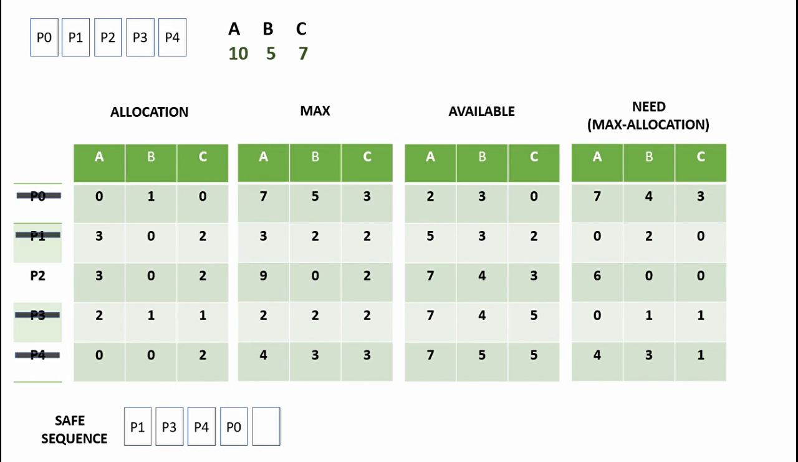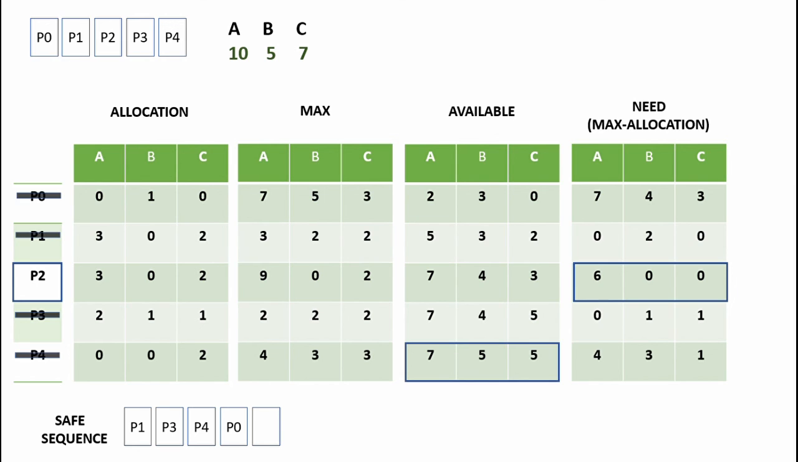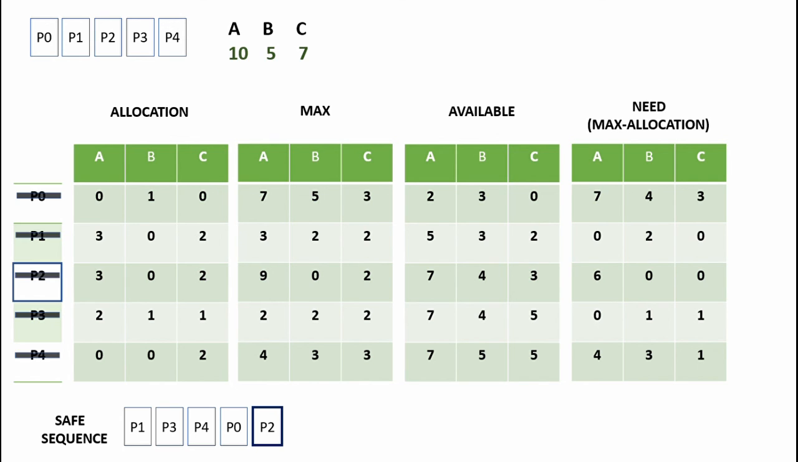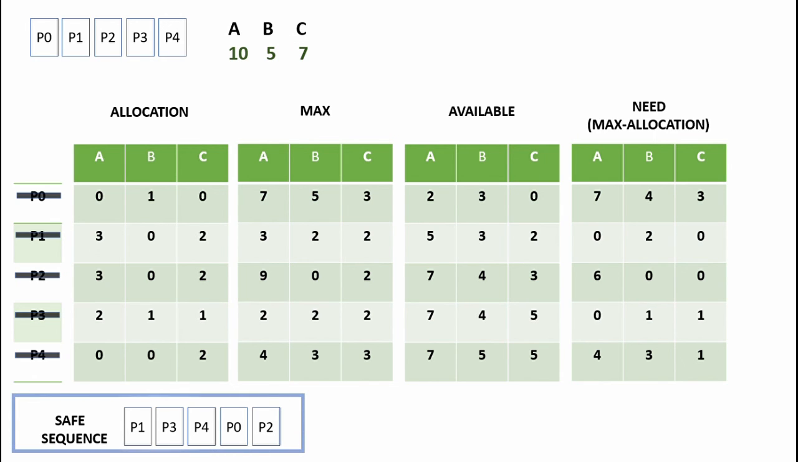Okay, and now the process P2 is left. We will check for process P2. The need is 600 and the available are 755, so we can execute this process also. So process P2 is executed and the new available will be 7 plus 3 is 10, 5 plus 0 is 5 and 5 plus 2 is 7. So that's great. In this case also our available resources are now equal to the initial resources we have, so our situation is correct and we found a safe sequence.